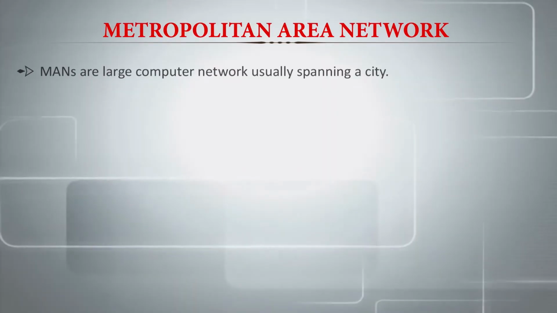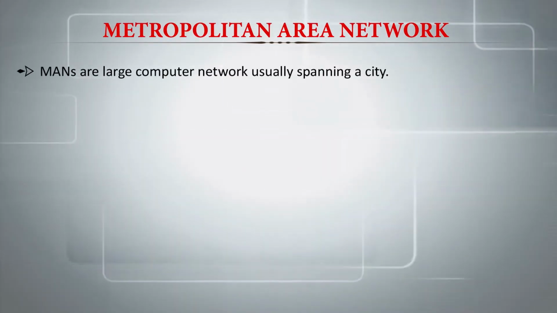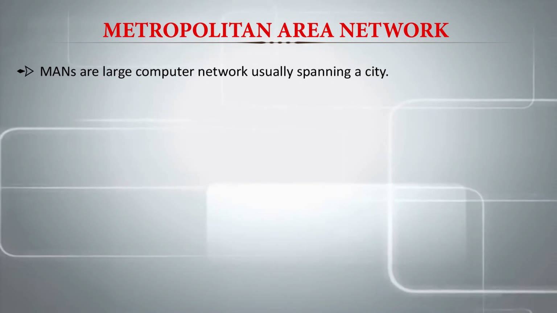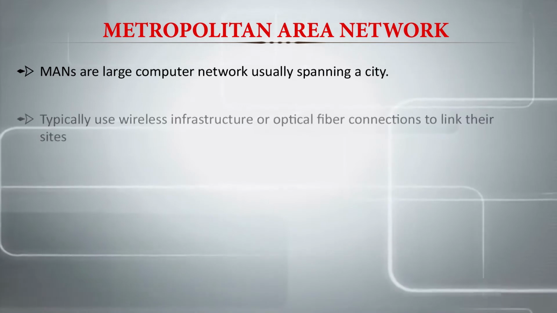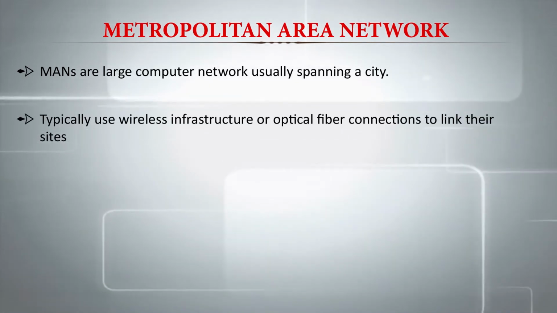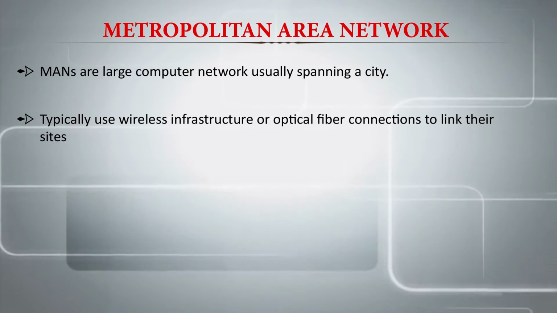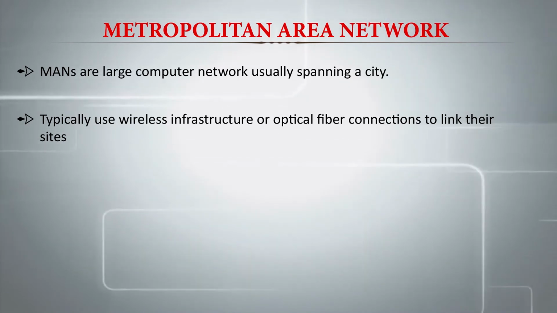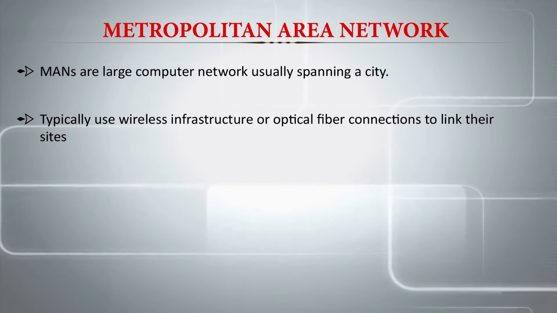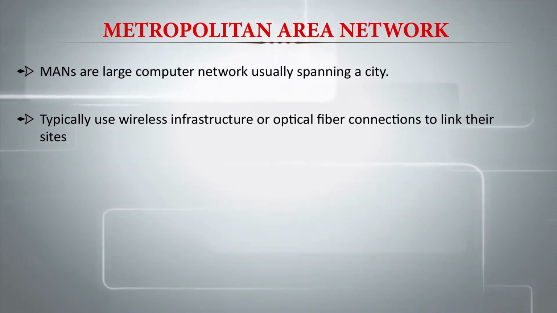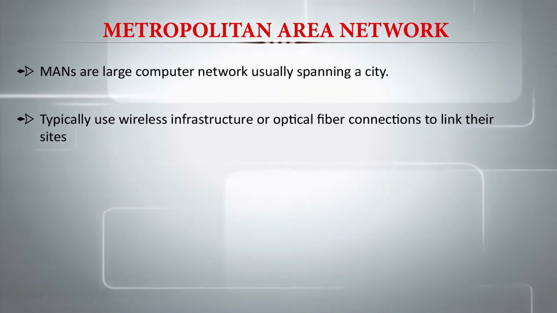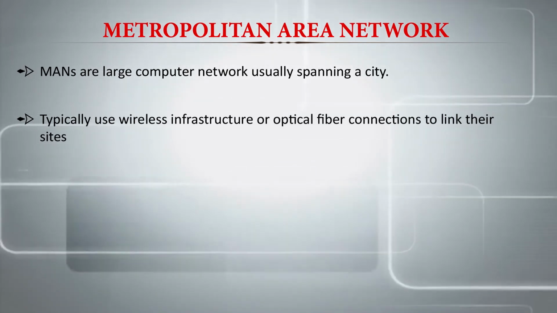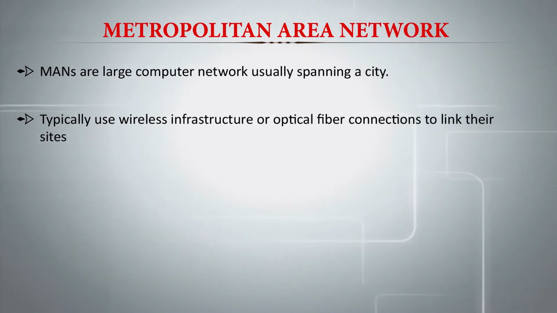Now let's move to metropolitan area networks. MANs are large computer networks, usually spanning a city. Metropolitan area networks have area coverage that goes up to the city. They typically use wireless infrastructure or optical fiber connections to link their sites. In a local area network, bus topology can work, or token ring can also work. Simple normal cables are basically used, but for a metropolitan network you require optical fiber or wireless communication.